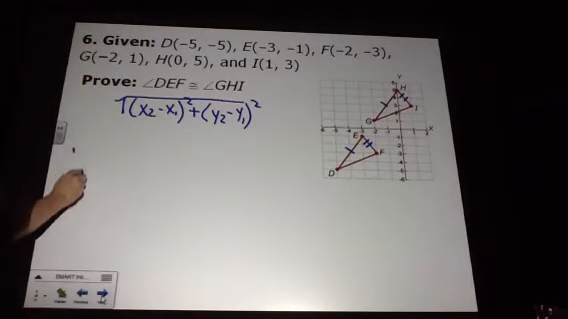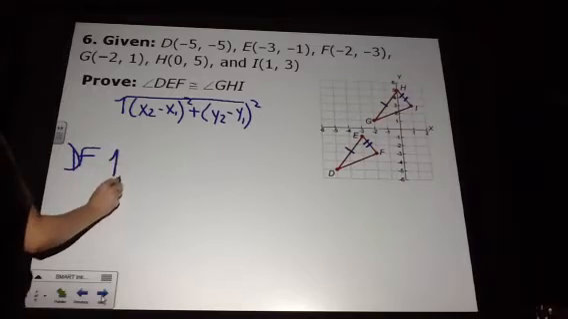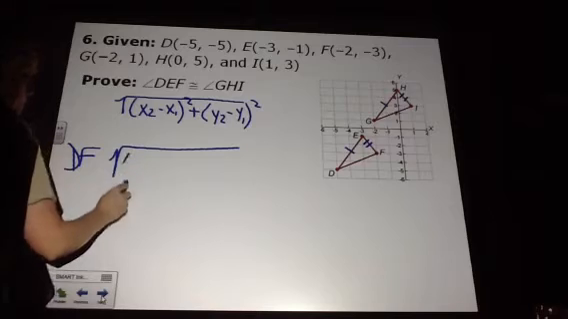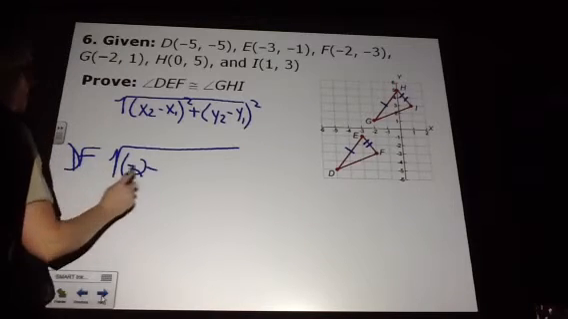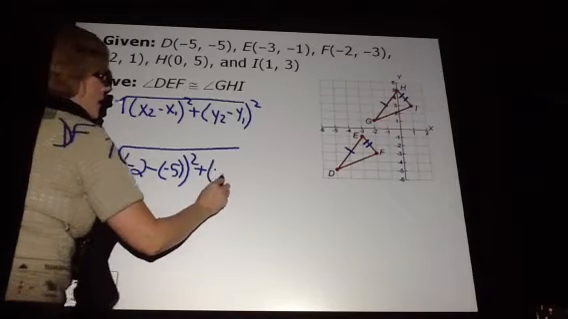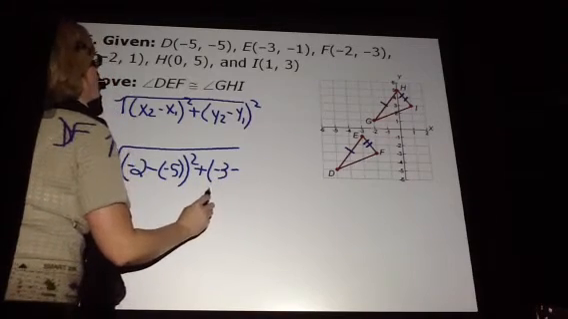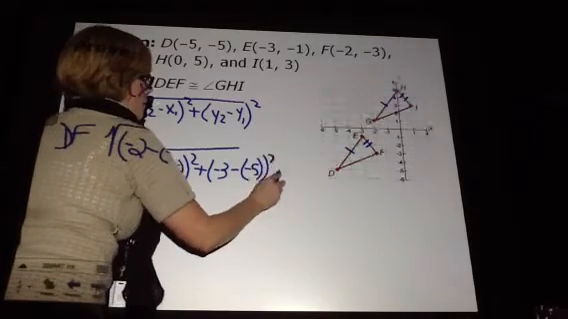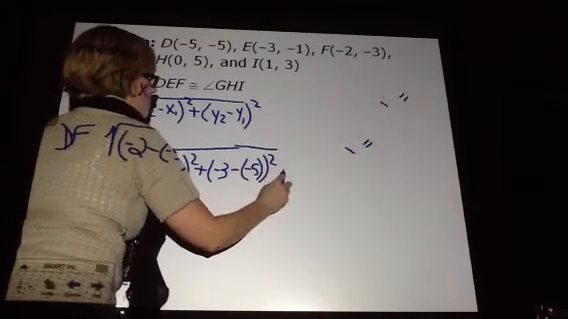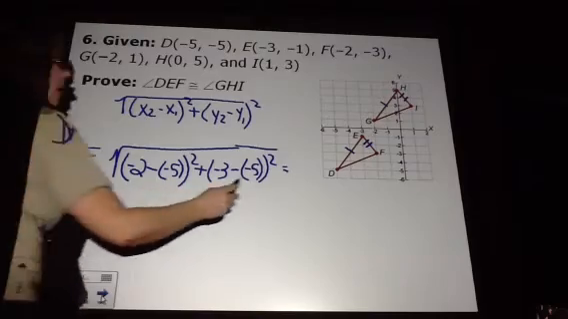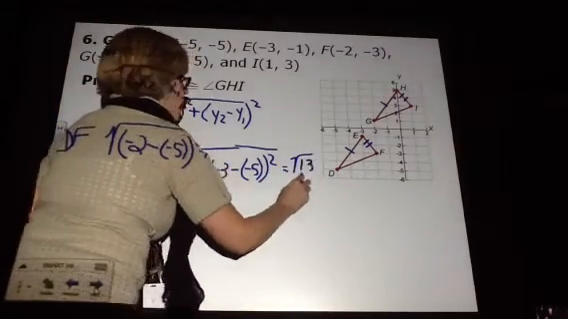So we can say that this segment is congruent to that segment. All right, now we have DF. So I have -2 minus -5 squared plus -3 minus -5 squared. And when I simplify that, I'm going to get the square root of 13.